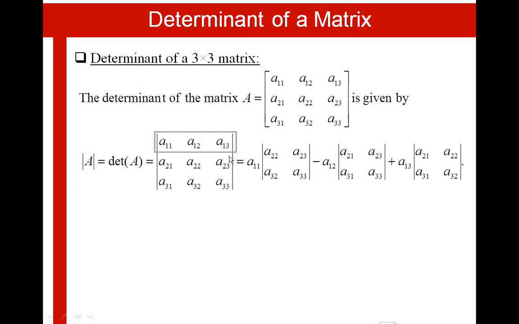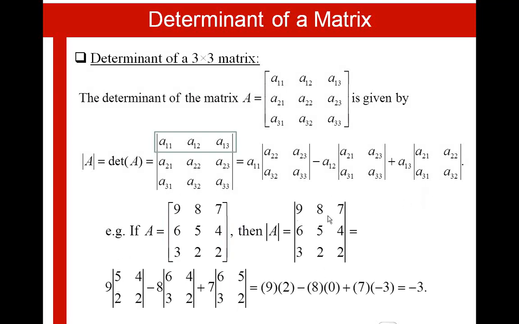which is the determinant of the minor obtained by eliminating the first row and the second column, which is the determinant of A21, A23, A31, A33, plus the last element here, A13, times the determinant of the minor obtained by eliminating the first row and the third column, which is the determinant of A21, A22, A31, A32, as can be seen here. Okay, let's look at an example.